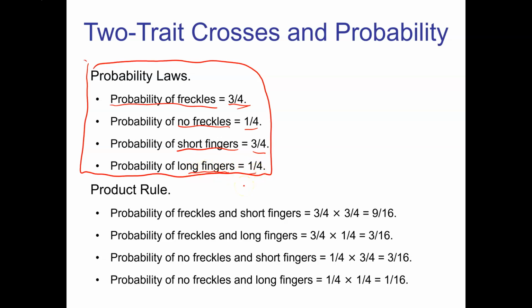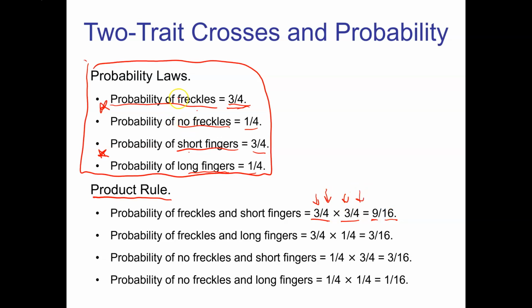If we want to know the probability of having a child with freckles and short fingers, we have to use the product rule of probability. The product rule states that we have to multiply the probability of each characteristic together. So for freckles and short fingers, I have to multiply 3/4 times 3/4. And to do that, you multiply the numerator, which is the 3, times the 3, and that gives me the 9. Then you multiply the denominator, which is the 4, times the 4, and that gives you the 16.